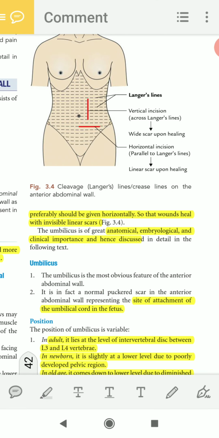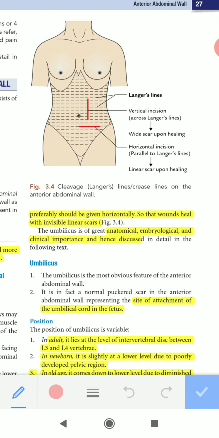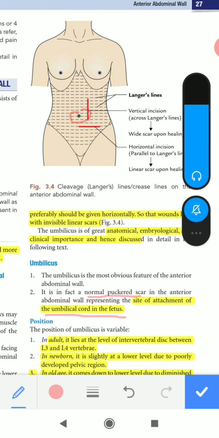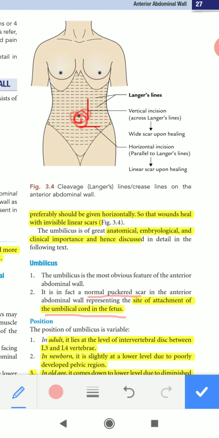Now come to the umbilicus, another important landmark or feature in the anterior abdominal wall. This is the umbilicus. What is it? The umbilicus is a puckered scar. It is a normal physiological puckered scar in the anterior abdominal wall, and it represents the site of attachment of the umbilical cord in the fetus. That means in the fetus the umbilical cord is attached at the umbilicus.